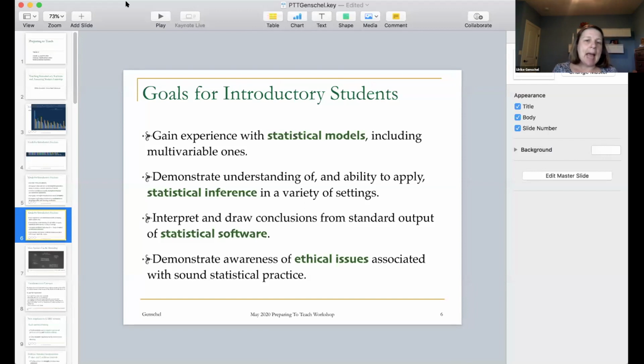And last is, what are ethical issues associated with sound statistical practice? And for ethical issues, I have some slides at the end. Again, this is also something that you can't overemphasize enough, how important it is for students to raise that awareness from the very beginning of the semester.